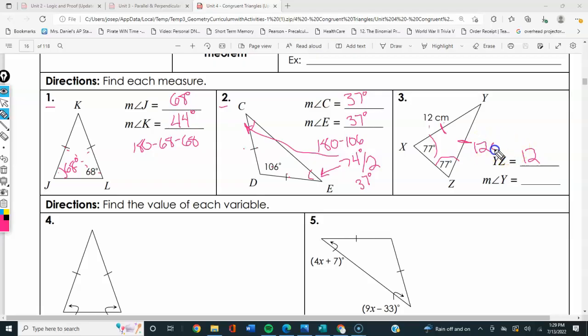Centimeters, label your work. Okay. So now to find angle Y, I'm going to do 180 minus 77 minus 77. So it's 26 degrees. Okay. Rapid fire. Let's get some work done.